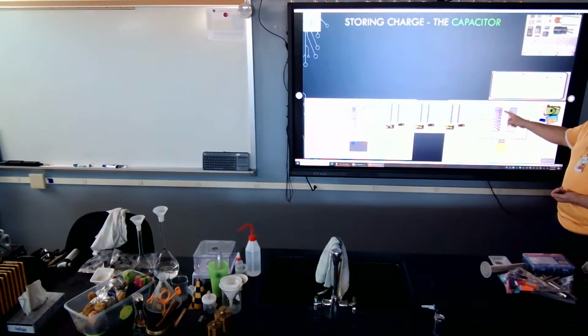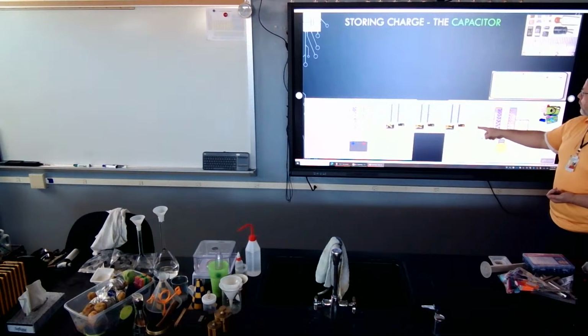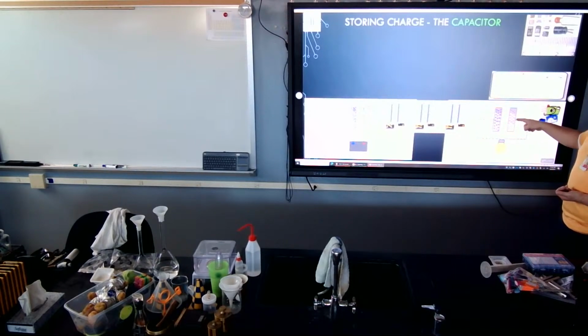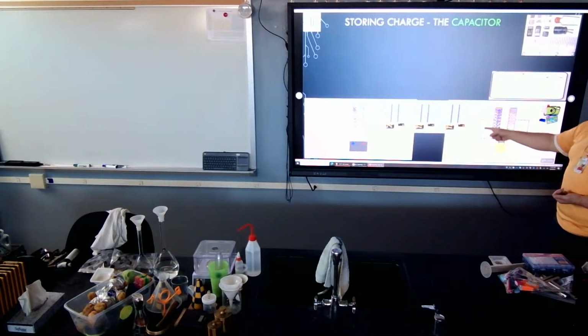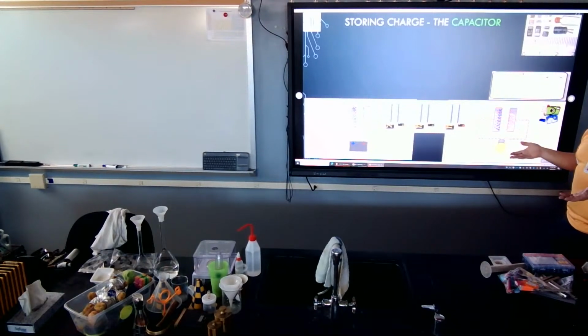Now, when you short that connection and give it somewhere to go, those charges are going to equalize. The plate that has way too many positives is going to go through and neutralize some of the negatives. And the plate that has way too many negatives is going to go through and neutralize some of the positives. Charge flow. The flow of charge allows us to do things. Like put a battery in there.